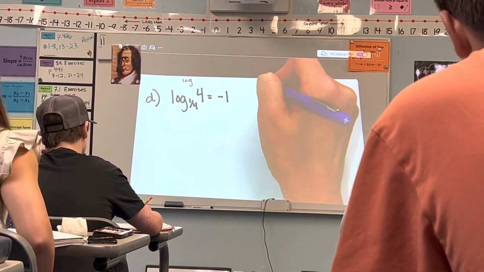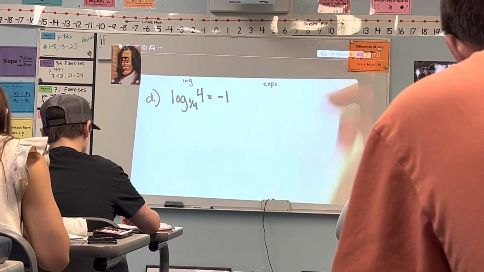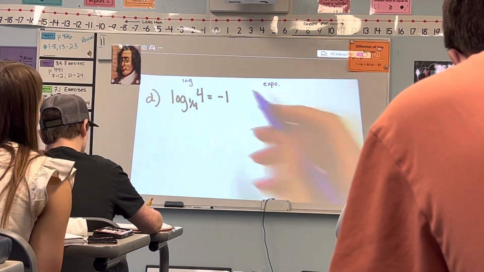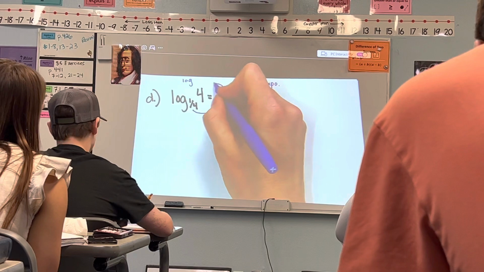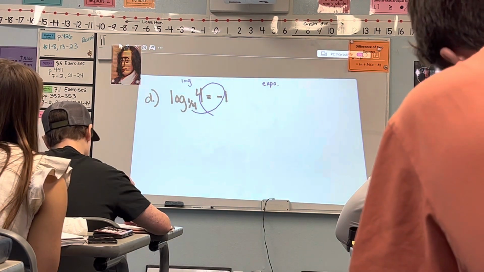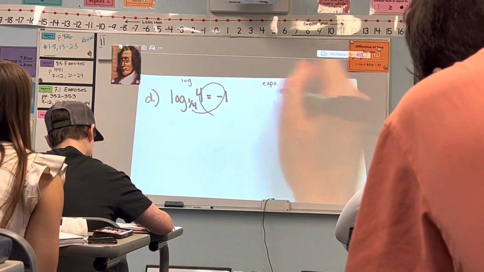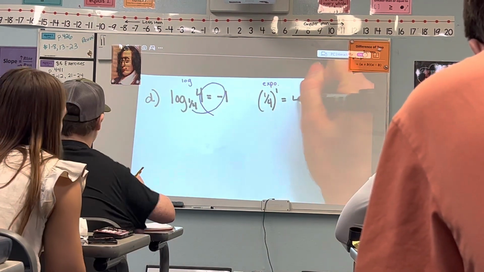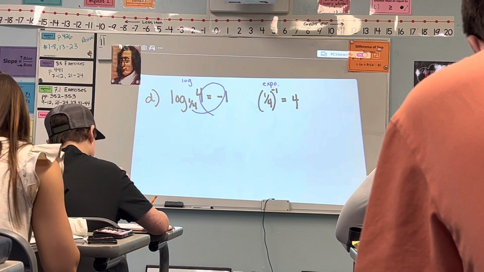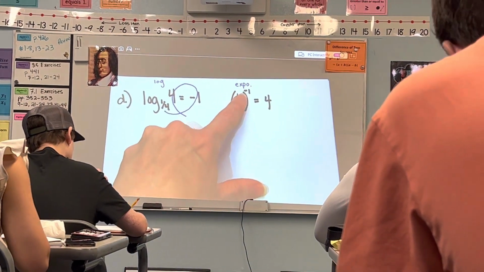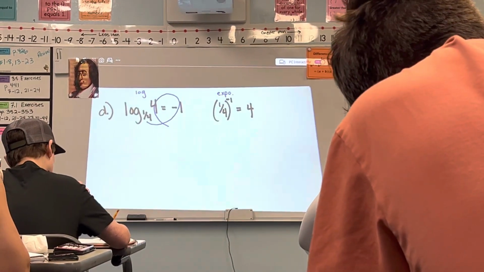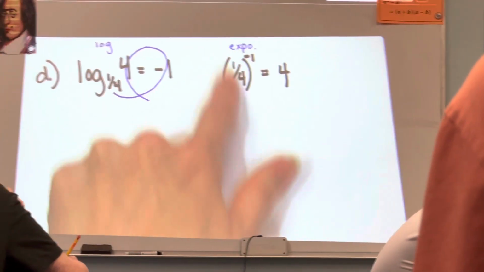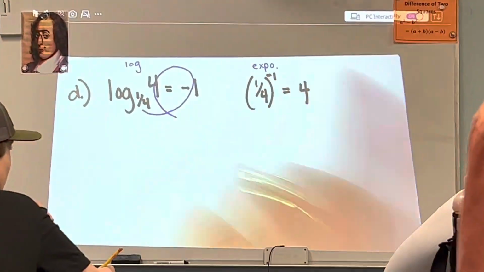We're going to write it in exponential form. So this one to the power of this equals this one, right? So how do I write it? One-fourth to the power of negative 1 equals 4. Negative 1, yeah. Remember, what does the negative do? It flips it over, right? So that's true. One-fourth raised to the negative 1 should flip it.